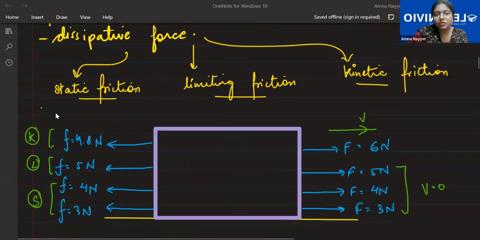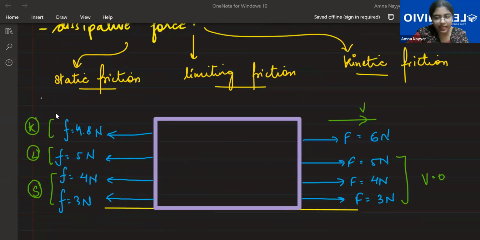Friction force: static friction, limiting friction, kinetic friction. Can you explain all the three types of friction quickly? Static friction is when the object is at rest.